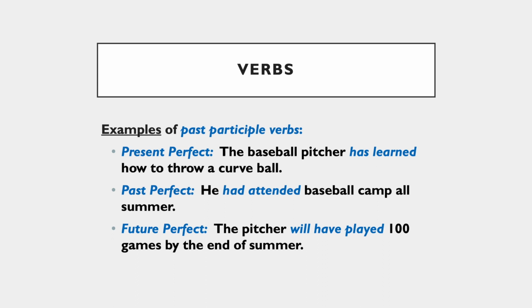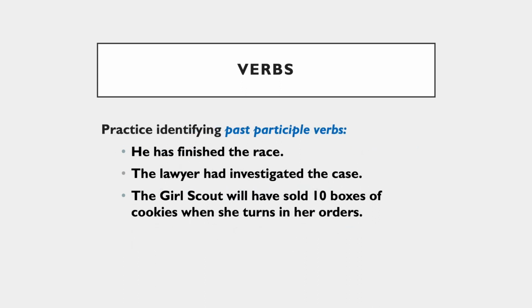Future perfect. The pitcher will have played 100 games by the end of the summer. So this sentence is talking about the future. He will have played 100 games. It talks about the future, and it talks about an action that will have been completed in the future. This is probably as clear as mud. I'm really sorry. But let's practice.